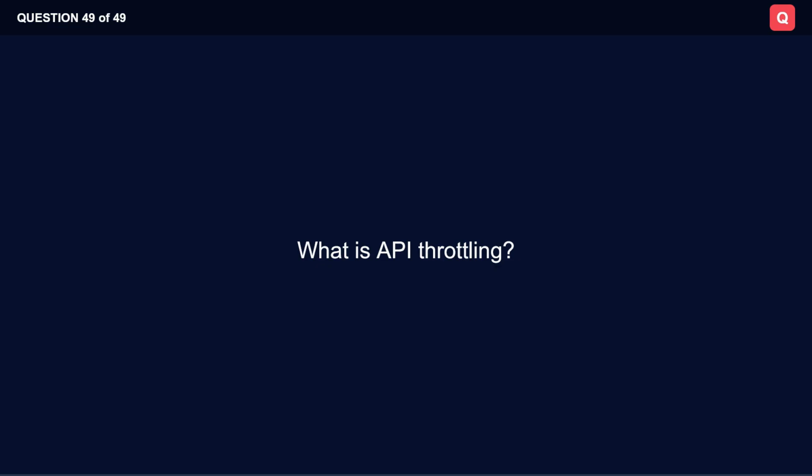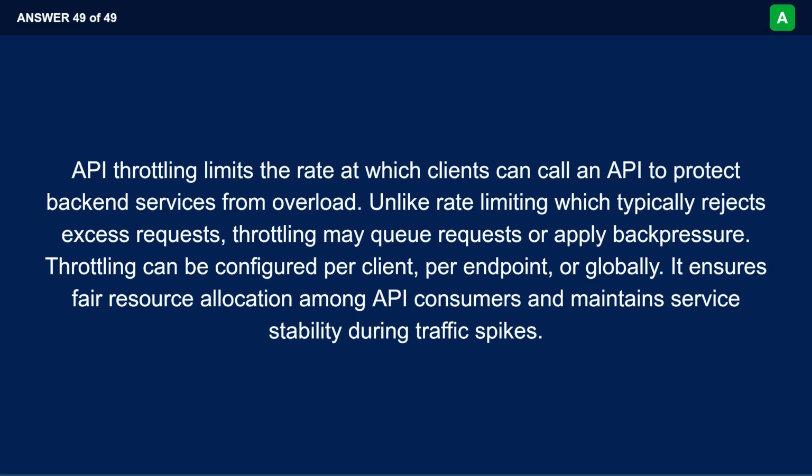What is API throttling? API throttling limits the rate at which clients can call an API to protect backend services from overload. Unlike rate limiting, which typically rejects excess requests, throttling may queue requests or apply backpressure. Throttling can be configured per client, per endpoint, or globally. It ensures fair resource allocation among API consumers and maintains service stability during traffic spikes.